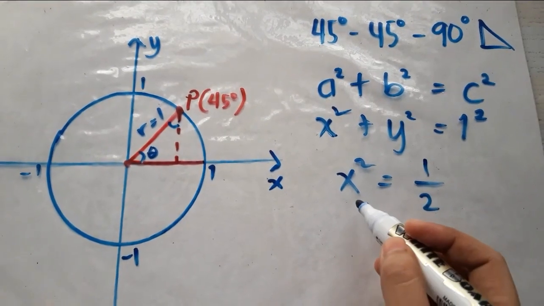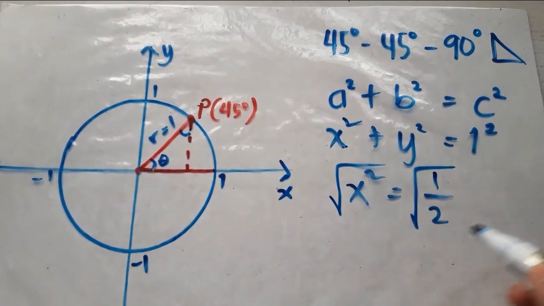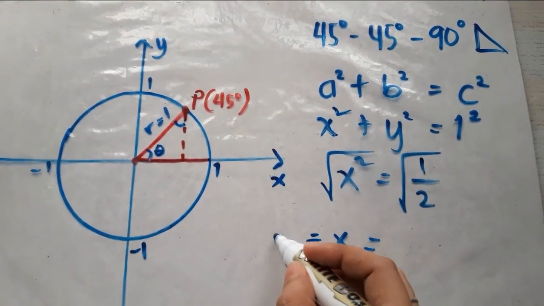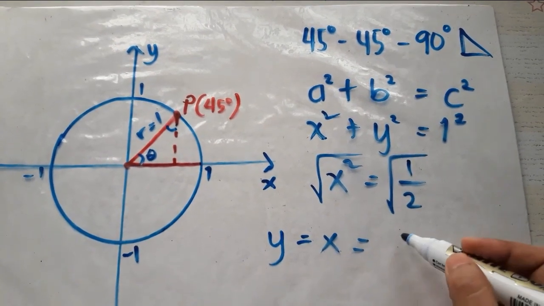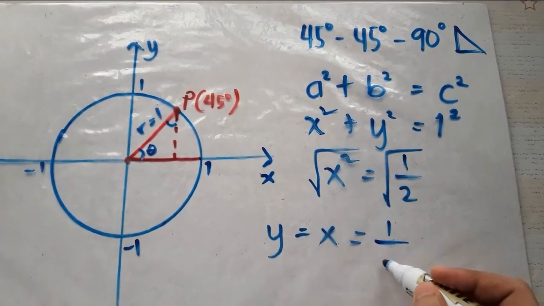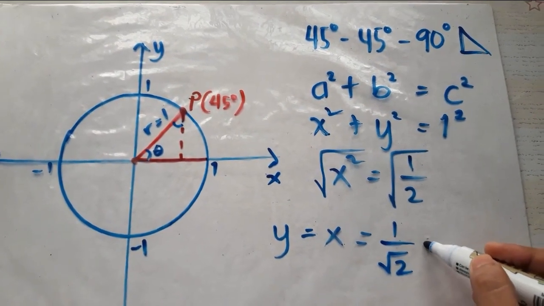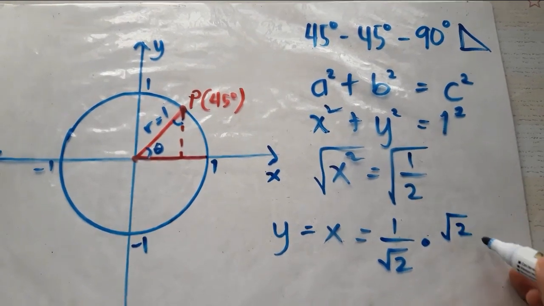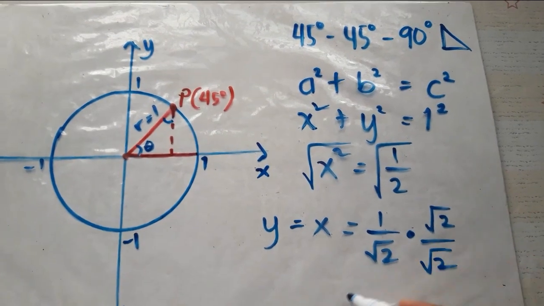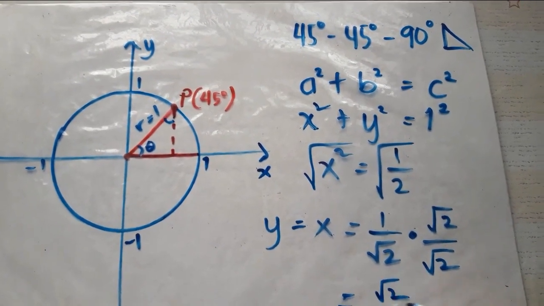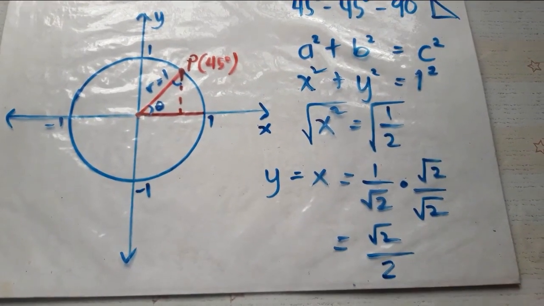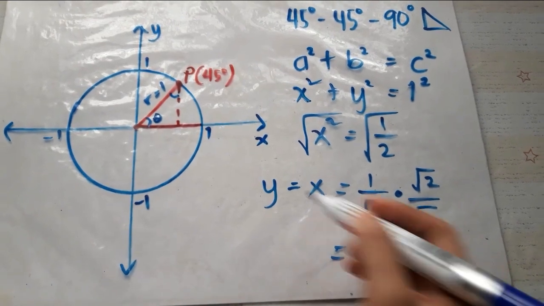Alright, this time let's extract the square root of both sides so that we can get the value of x, which is actually also equal to y because they are equal or congruent. So the square root of 1 half is square root of 1, which is 1, over the square root of 2. Now we'll rationalize because the denominator is a radical number. So we have 1 times the square root of 2 is square root of 2, and square root of 2 times square root of 2 is square root of 4, or simply 2. So x and y are both equal to square root of 2 over 2.